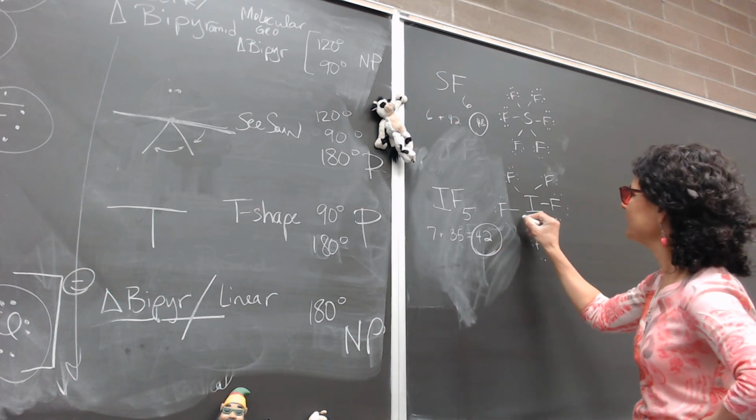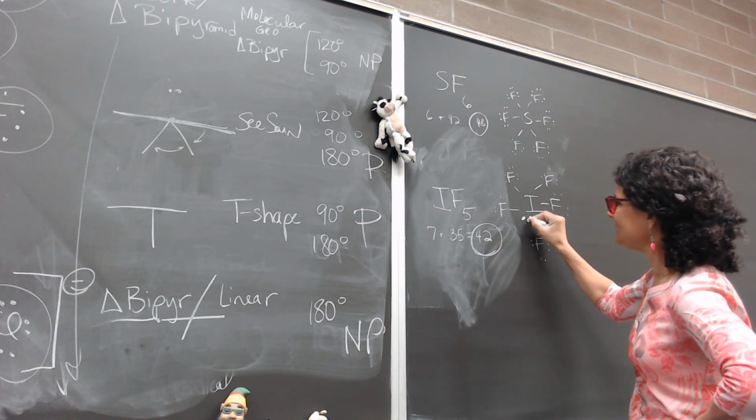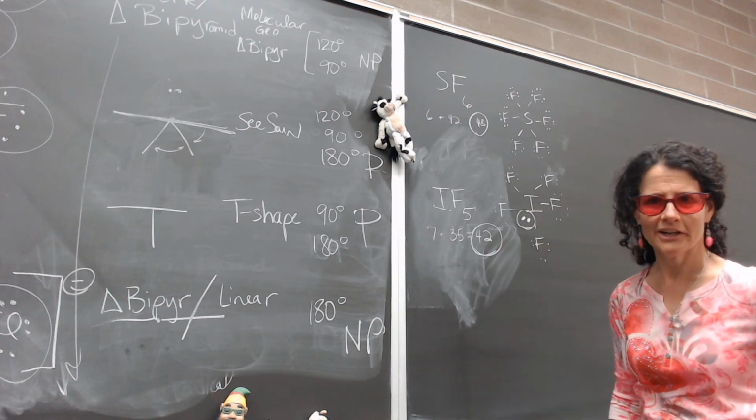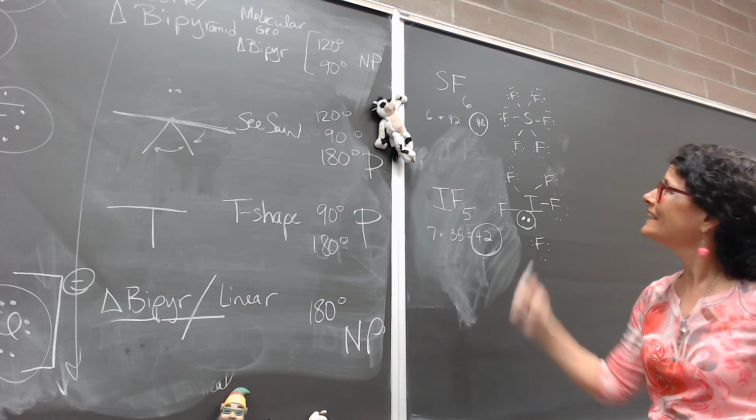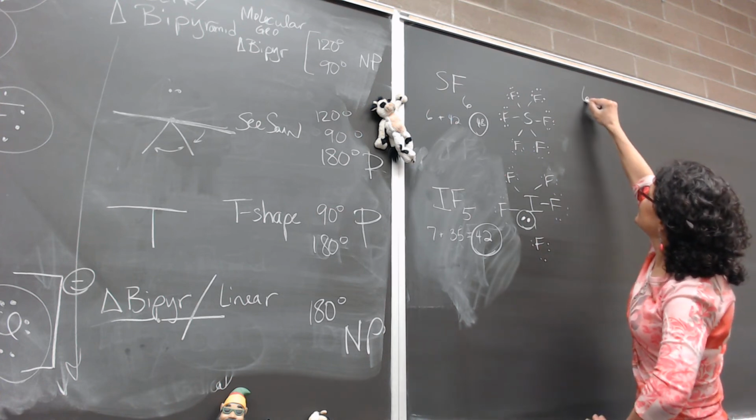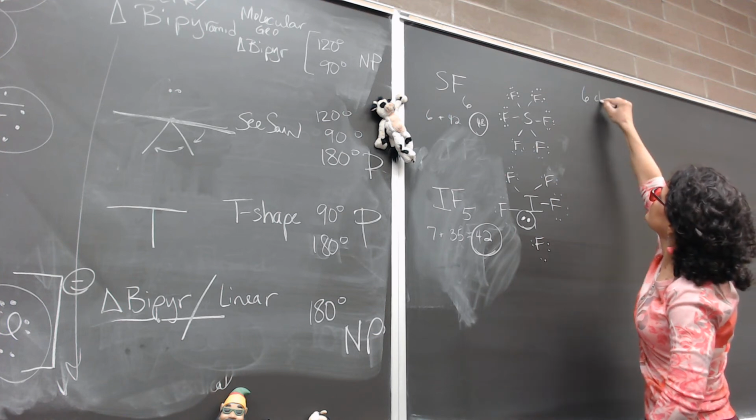All right, 8 times 5 is 40. We have 2 more. I'll make sure you can see these 2 dots. Here we go. An extra pair. 6. These are going to have 6 clouds.